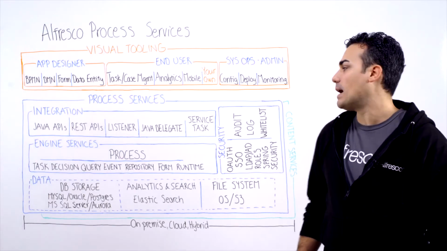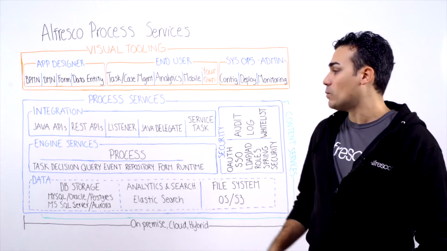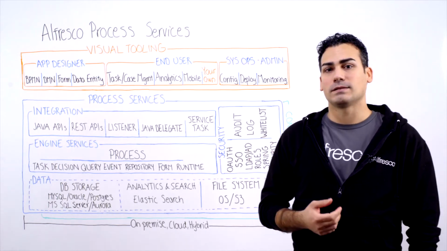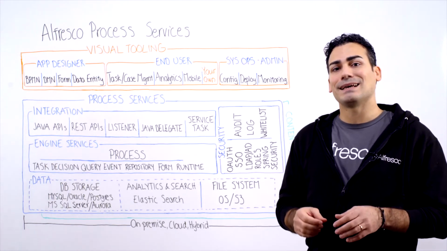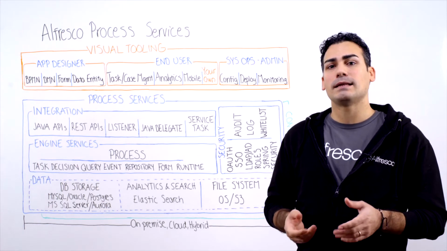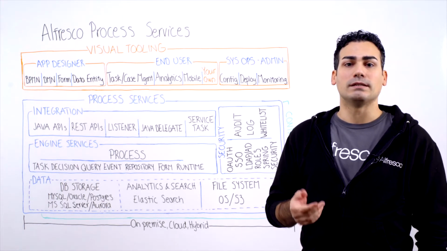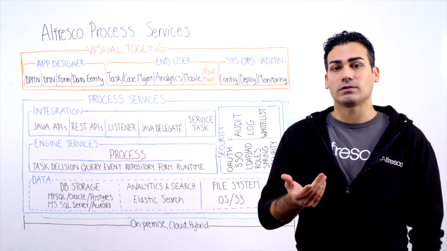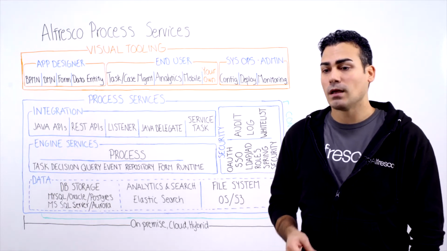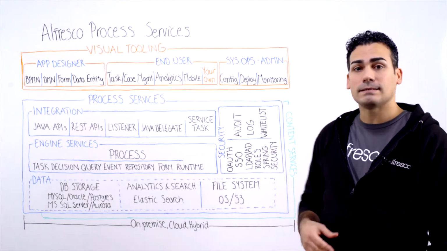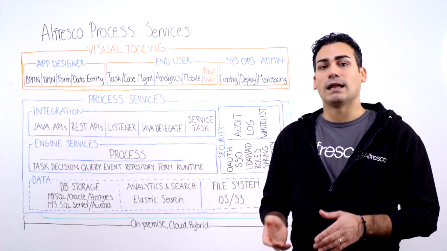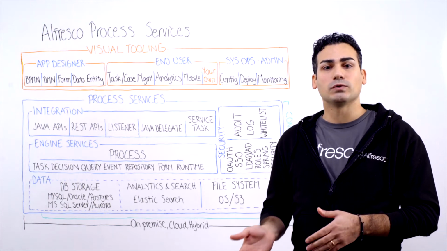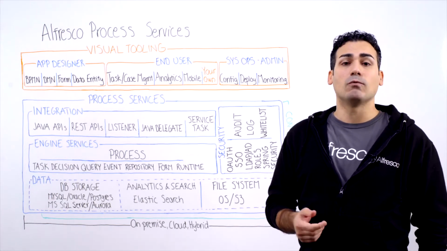The process service has its own security system, which is based on OAuth and SSO. You can also plug into the process service any identity system which is already inside your organization, such as LDAP, Active Directory, or Kerberos. We have role-based access control, which allows us to understand who the users are that have access to the system and what they are doing.